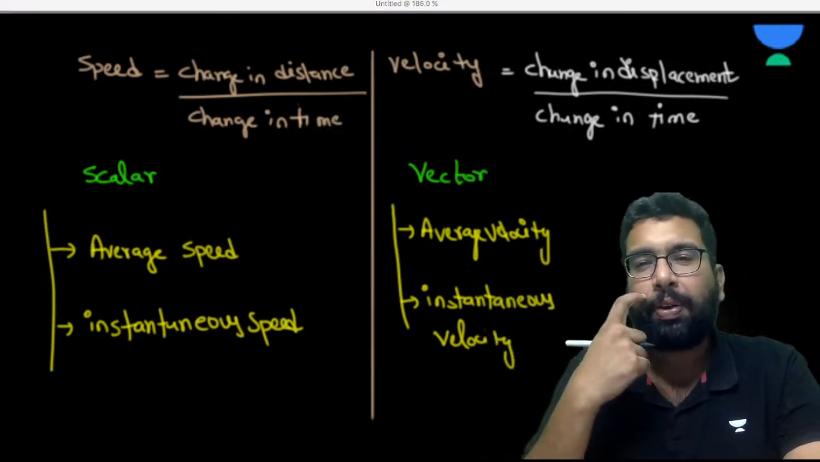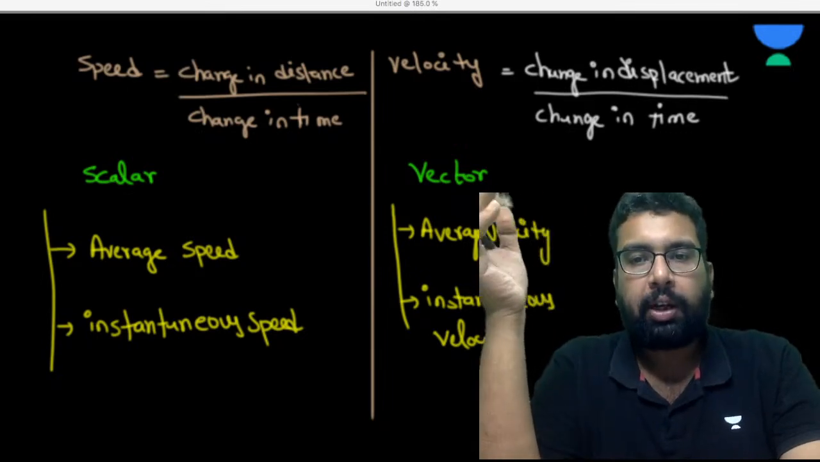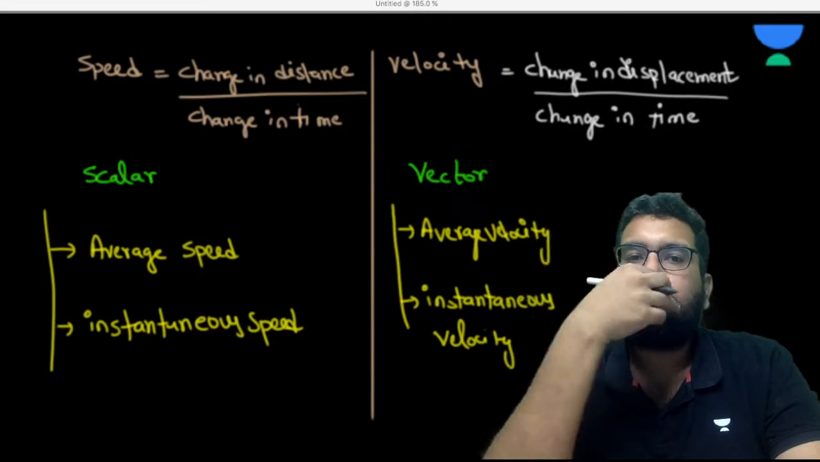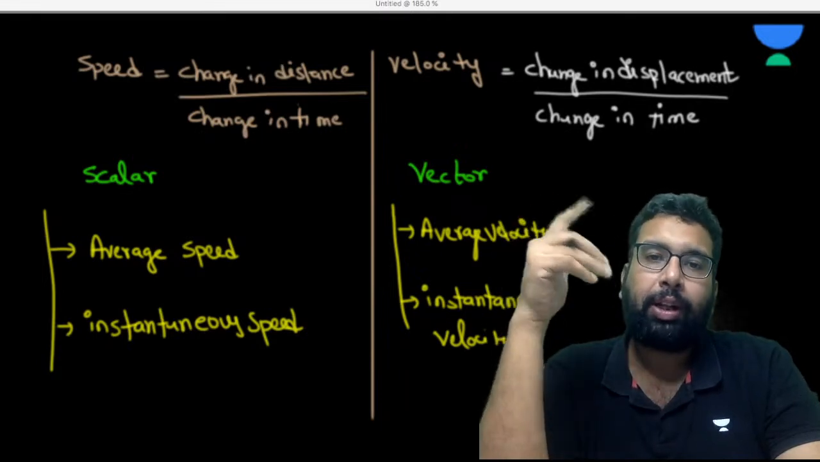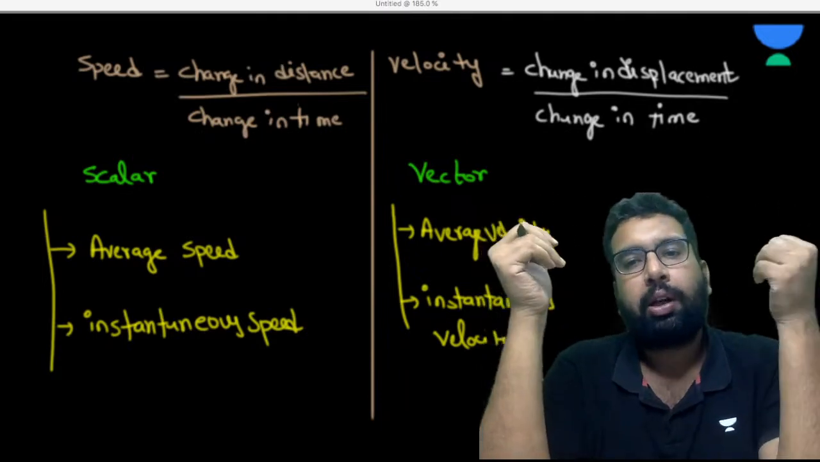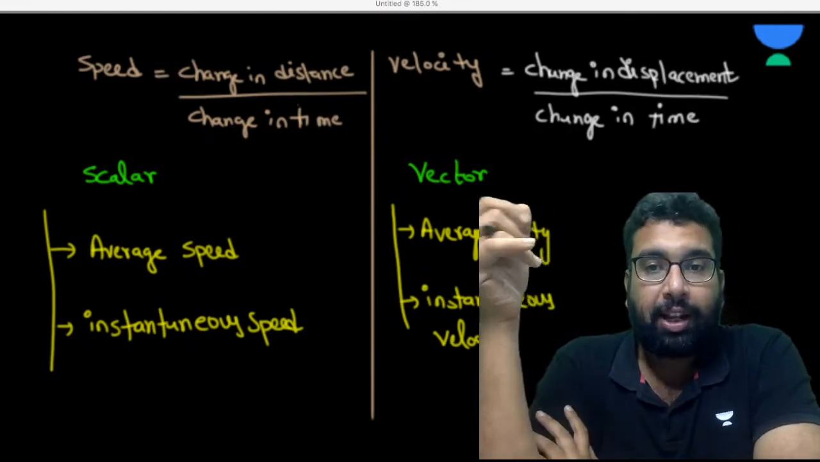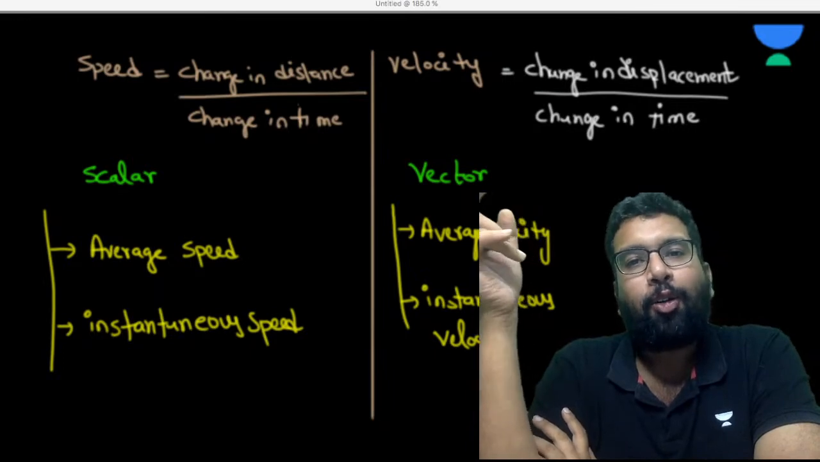So how are they different from each other? We come to know how speed and velocity are different. One is a scalar, one is a vector. One depends upon the magnitude only, while the other depends upon both magnitude and direction, and it follows the law of vectors.